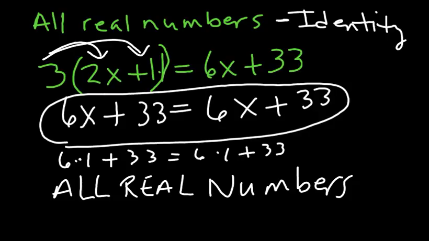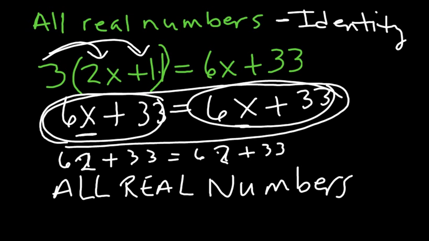What if you put 2 in? 2 times 6 is 12, plus 33 is 45. 6 times 2 is 12. See, it's identical. That's 45 too. Every number in the world works when you put it in place of this x because this side is identical to this side.